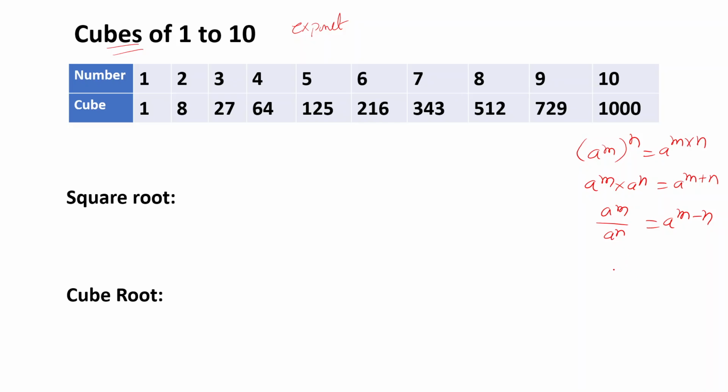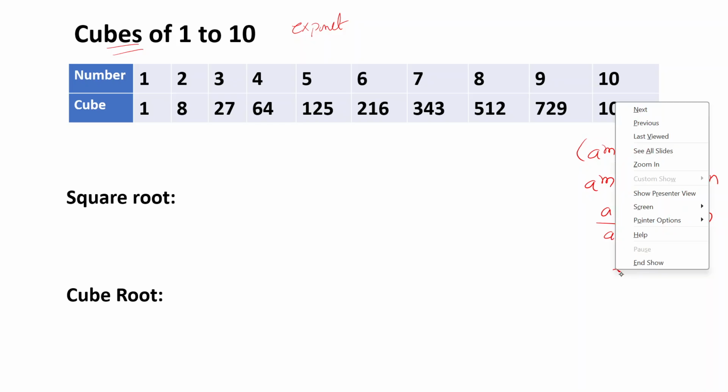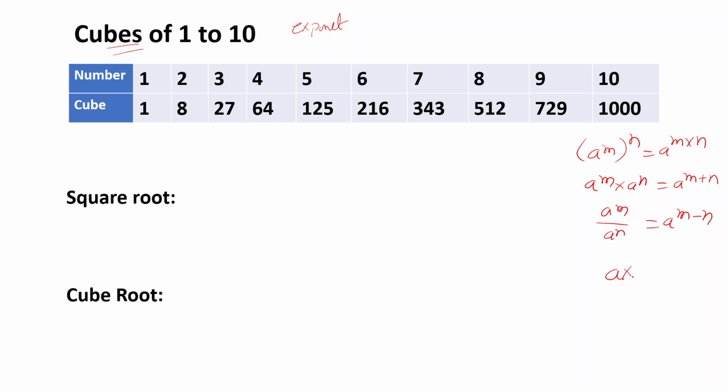Similarly, another one: (a into b) whole to the power of n is a to the power of n into b to the power of n. So this is also helpful. Now cubes: 1 cube, 1, 8, 27, 64, 125, 216.